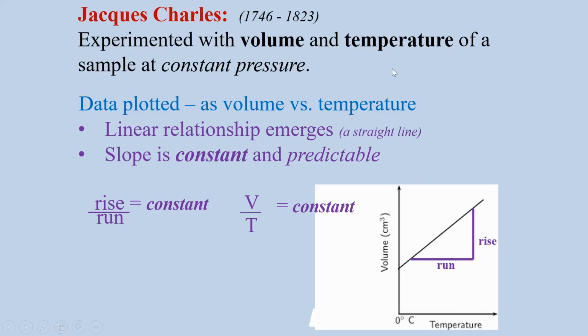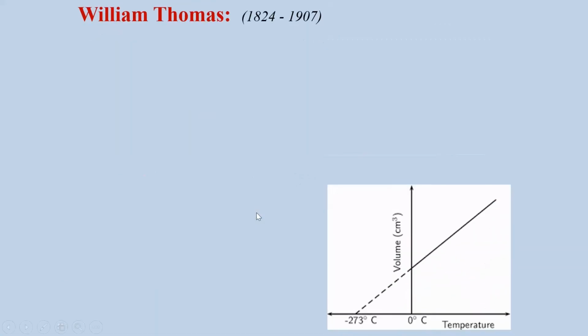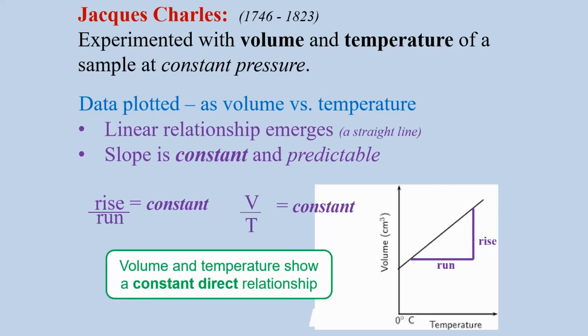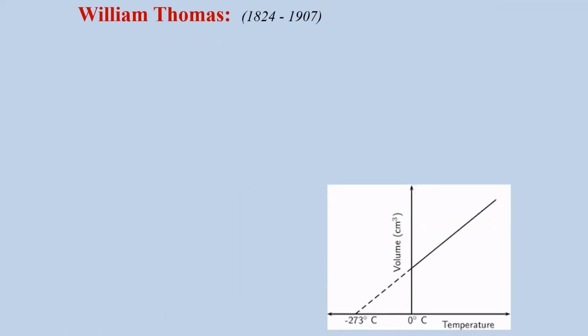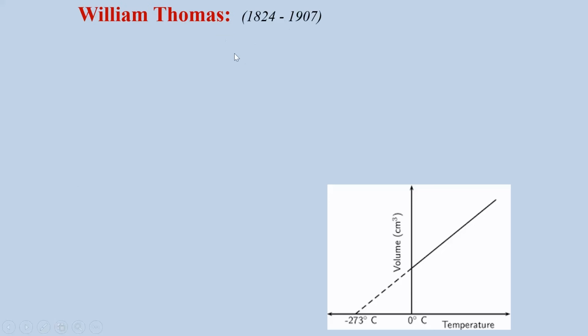So here we're working with volume and temperature, just showing that as you increase the temperature, the volume goes up. But what we're really more interested in is what happened later. This was in the early 1800s, and later on, in the late 1800s, we went a bit further with this with William Thomas, who's also known as Lord Kelvin. This is the guy our school is actually named after.